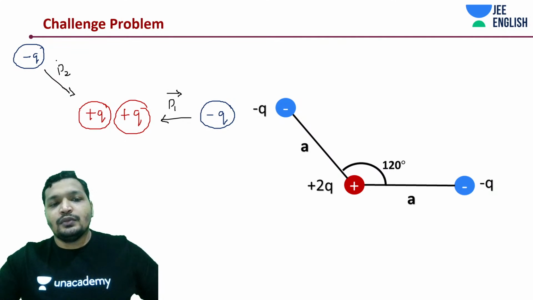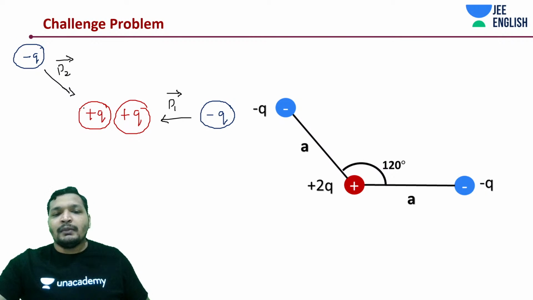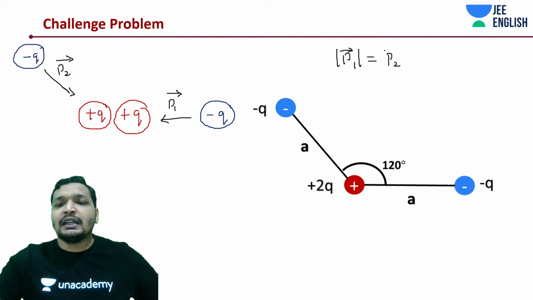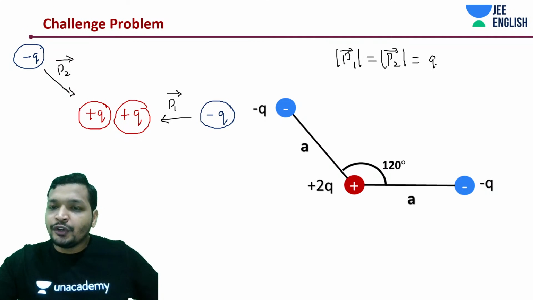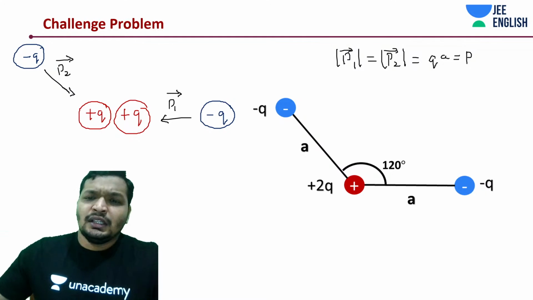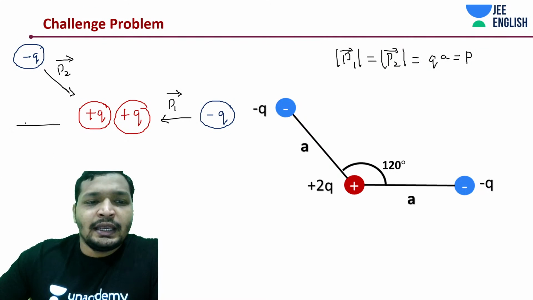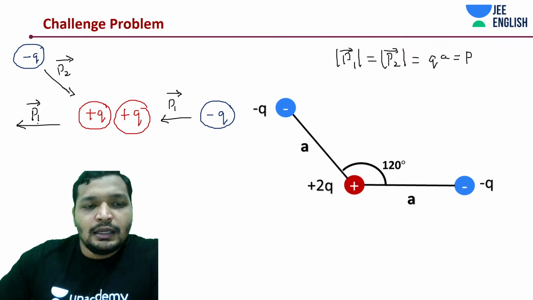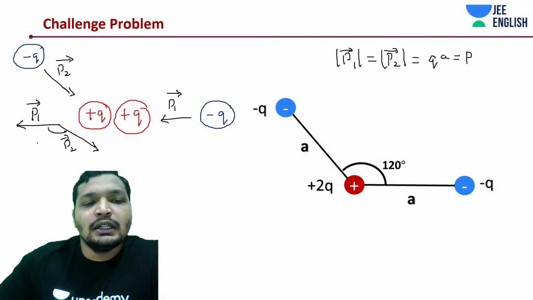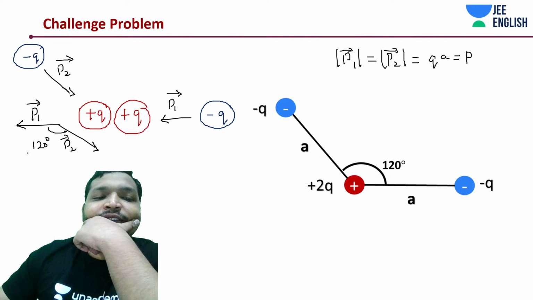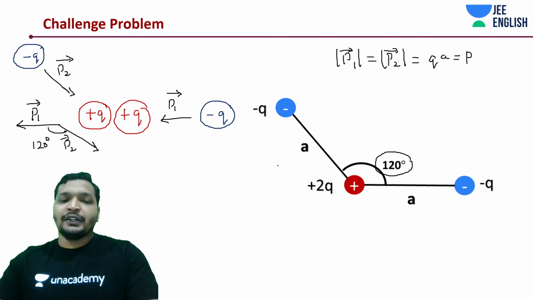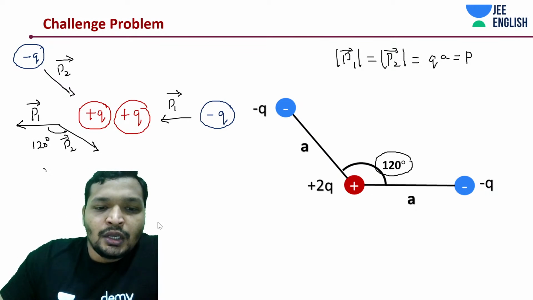This is P2. So the question arises, what is the angle between them and what is the magnitude of P1 and P2? Aren't they the same? What is the magnitude, guys? They're going to be q into a. This is just the magnitude part. I'm going to call this P. This should be P1 and this should be P2. What is the angle? 120 degrees, guys. This is your theta. Plus 2q charge split into plus q and plus q. That is it.